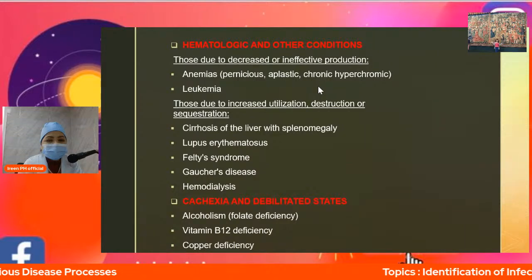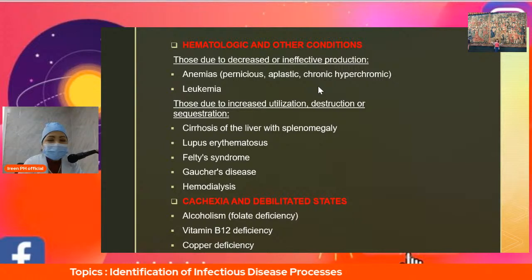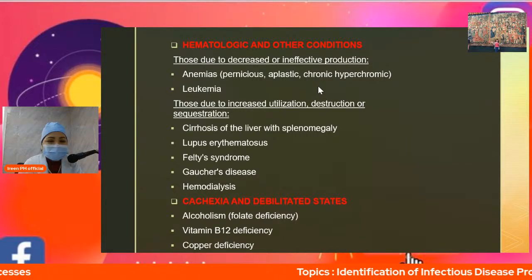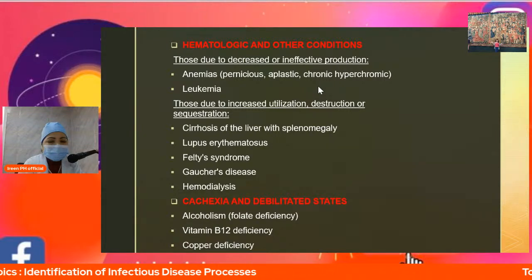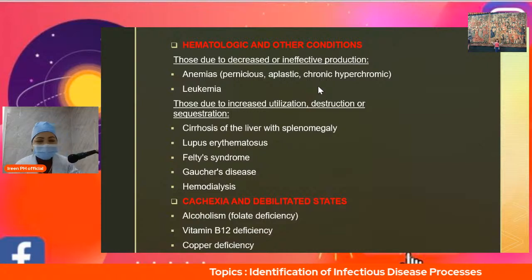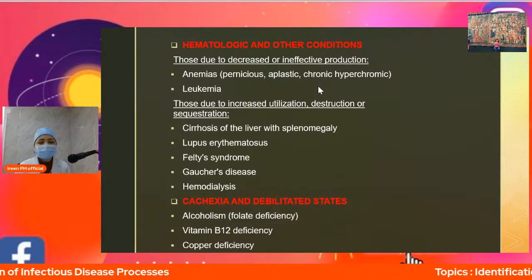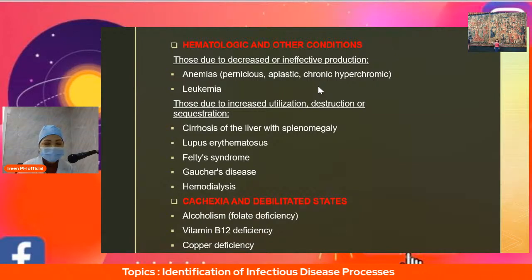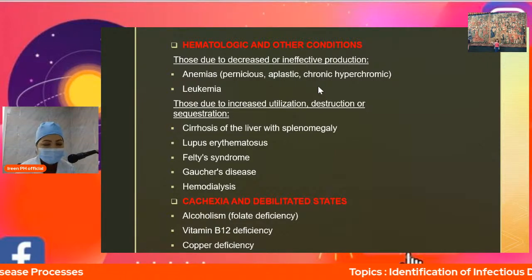Hematologic and other conditions. Those due to decreased or ineffective production: anemias, pernicious, aplastic, chronic hypercellular, and leukemia. Those due to increased utilization, destruction, or sequestration: cirrhosis of the liver with splenomegaly, lupus erythematosus, Felty syndrome, Gaucher disease, hemodialysis. Aplasia and debilitated states, alcoholism, folate deficiency, vitamin B12 deficiency, and copper deficiency.